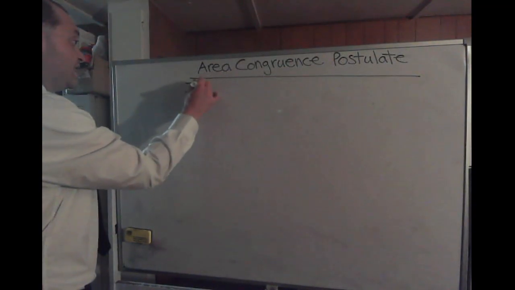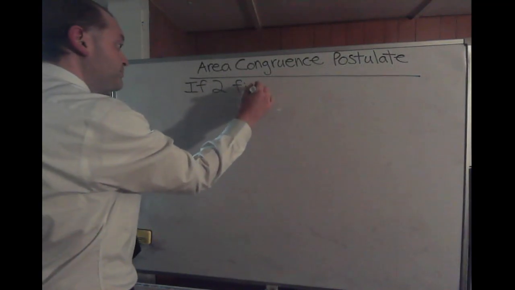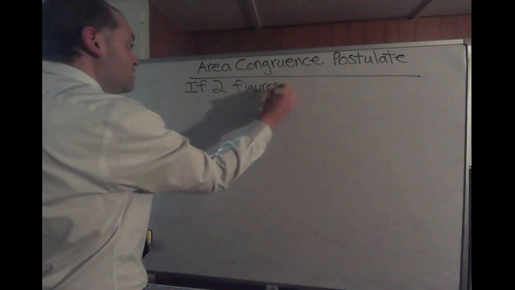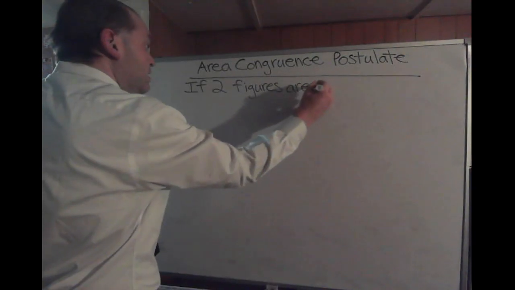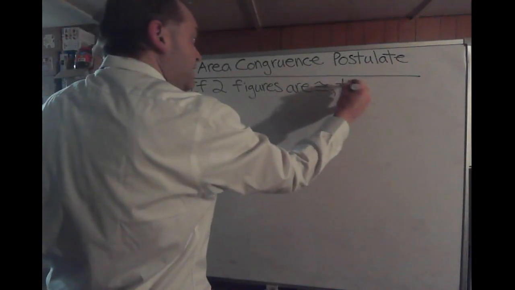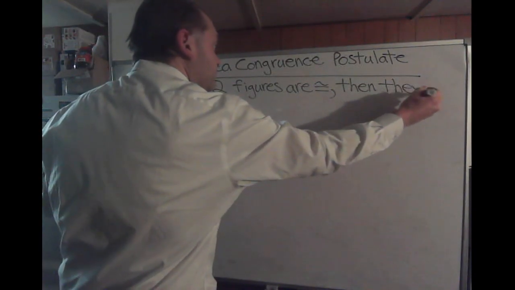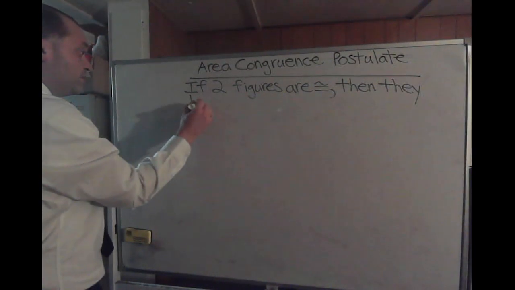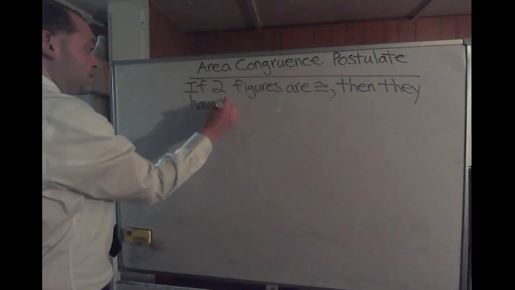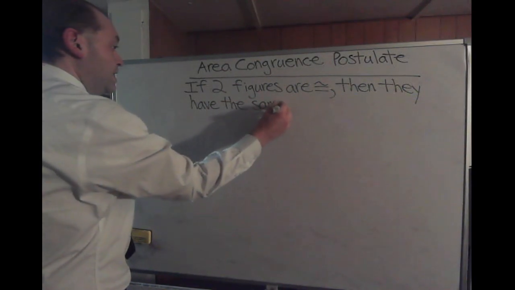This states that if 2 figures are congruent, then they have the same area.